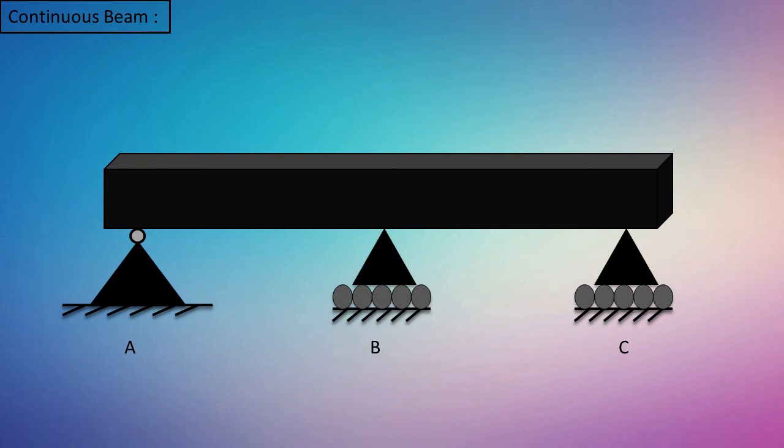One thing we should understand here is that there can be any number of supports in this type of beam. If the beam has at least three supports, it will be called a continuous beam. So we can say that in a continuous beam, the minimum number of supports is 3.